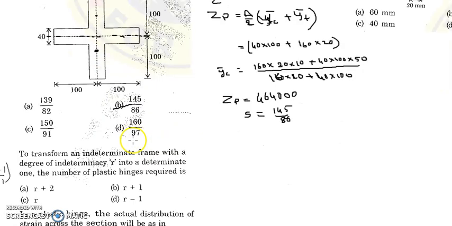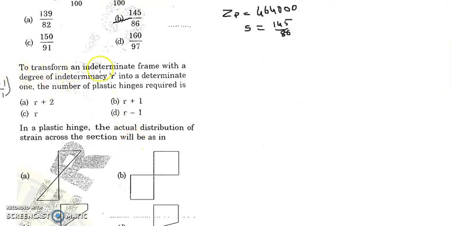Okay, welcome back. We'll continue with the one. The question is: to transform an indeterminate frame with a degree of indeterminacy R into a determinate one, the number of plastic hinges required. We know the number of hinges necessary to make the structure into a mechanism is N equals R plus 1, where R is the degree of statical indeterminacy. So R hinges will make the indeterminate structure into a determinate structure. The answer is C.